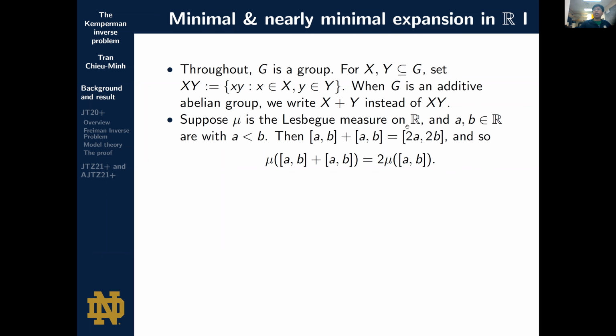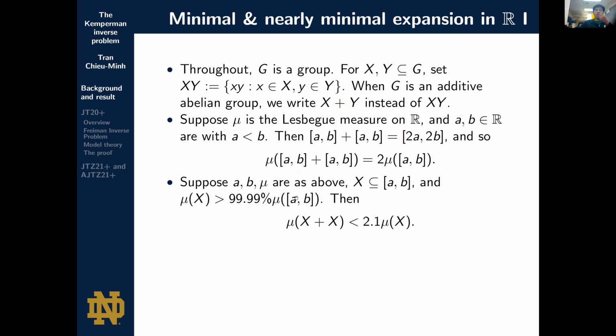Let's say that we are looking at the real numbers together with the Lebesgue measure mu. If you have a and b in R with a smaller than b, then the sum set of these two could be just the interval 2a to 2b. In other words, in this special case the measure of the sum set of the interval ab with itself is 2 times its own measure.